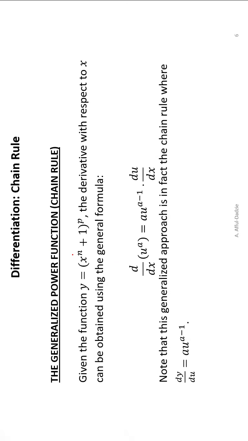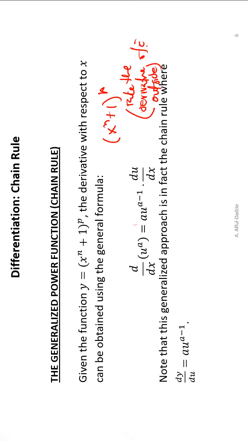All right, so given a function y equals something to the power p, the derivative can be obtained using the general formula. Okay, so I think it's the same thing. Normally we added this slide because it's the shortcut to doing chain rule problems. When you have, let's say, x^n plus 1 to the power p, I normally just tell students to differentiate the outside function. Okay, so take the derivative of the outside function, leaving the inside function as it is, and multiply it by the derivative of the inside function.